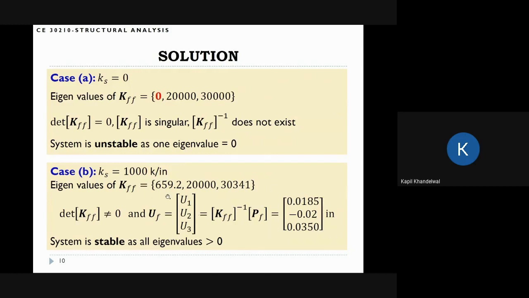And because all the eigenvalues of KFF are greater than 0, we are going to call this system stable. So the system is stable as all the eigenvalues are greater than 0. This is the key concept. If any of the eigenvalues is 0 or less than 0, we are going to call the system unstable. Otherwise, we're going to call that system stable.